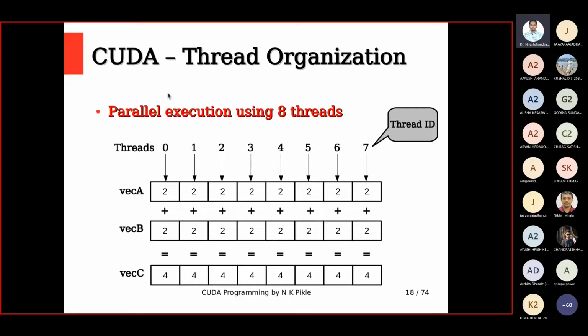Here all threads are there, 8 threads, and all 8 threads are working on different index values, and they will be performing the operation at the same time, right? So in one attempt itself, all the 8 computations will be performed. So this is called parallel execution using 8 threads. Getting it?